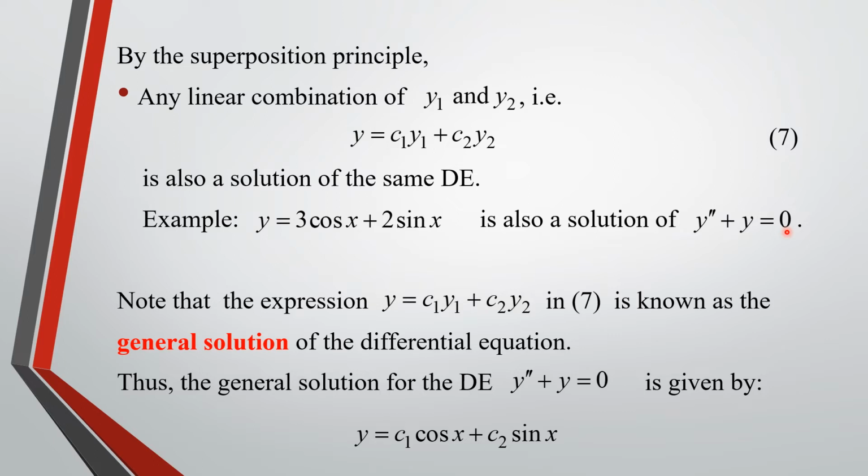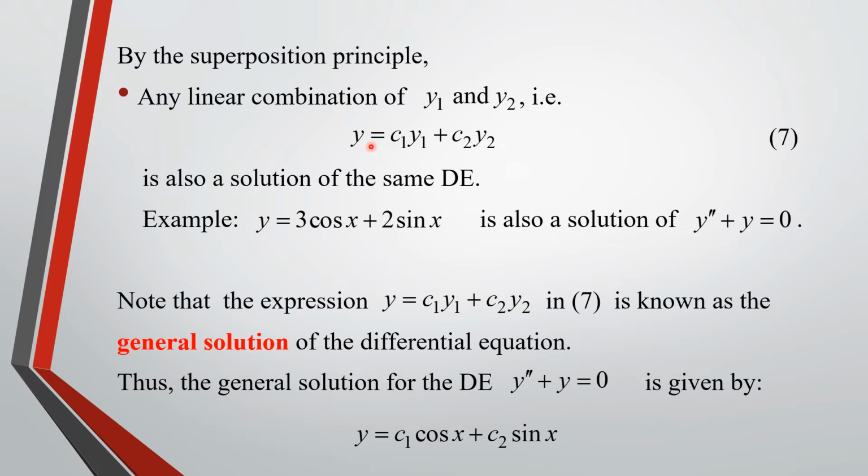Let me repeat. By the superposition principle, it says that if y1 is a solution, any constant multiple of y1 is also a solution. That means c1y1 is also a solution of the same DE. If y2 is a solution, any constant multiple of y2 is also a solution. In other words, c2y2 is also a solution of the same DE. And then, by the superposition principle, it also says that the linear combination of these two, c1y1 plus c2y2, which in general we just call y, is also a solution of the same differential equation.